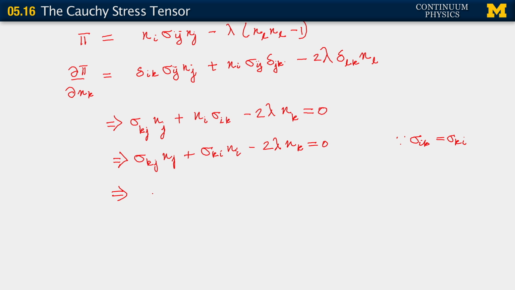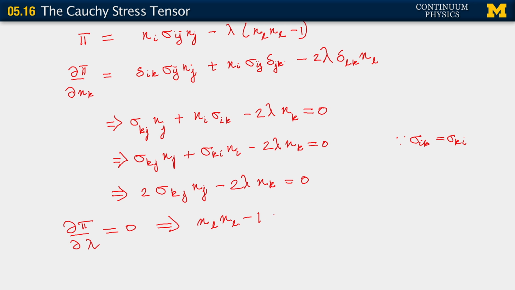But now, since i and j are just dummy indices, we can always rewrite this as 2 times sigma kj nj minus 2 lambda nk equals 0. So this is the first condition. The second condition is partial of pi with respect to lambda equals 0, which, recalling what pi is at the top of the slide, gives us essentially nl nl minus 1 equals 0, which imposes the magnitude condition. It imposes the constraint.